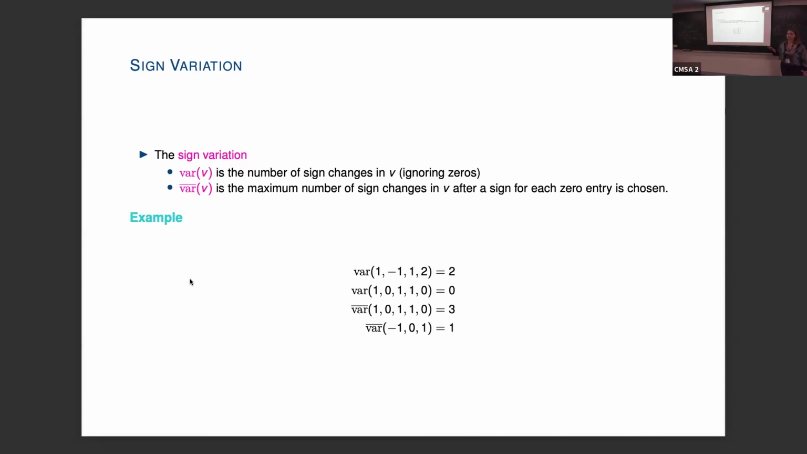But adding zeros to our vector doesn't necessarily change the var bar. Here we can see that both var and var bar of -1, 0, 1 is 1. So we can also, instead of writing actual numbers, just put pluses, zeros, and minuses and compute the variation that way.